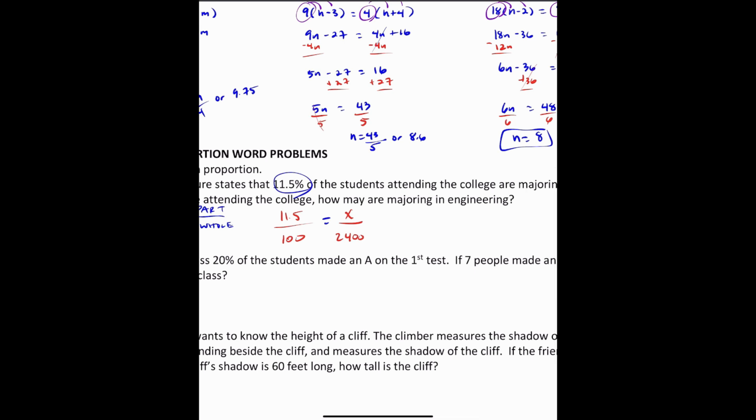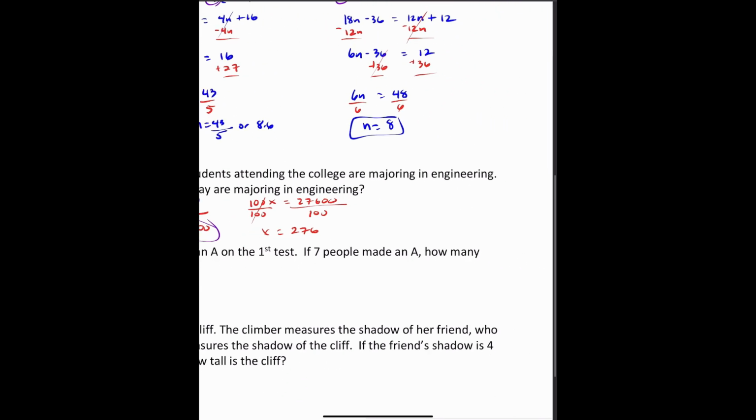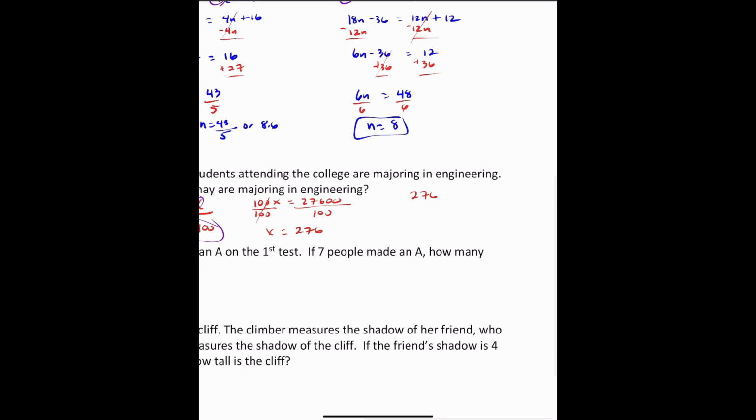So now I have my proportion, so I can go ahead and cross multiply. So I have 100x equals 27,600. Divide both sides by 100. So x equals 276. So we can say that 276 students are majoring in engineering.